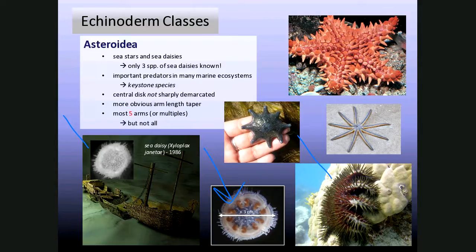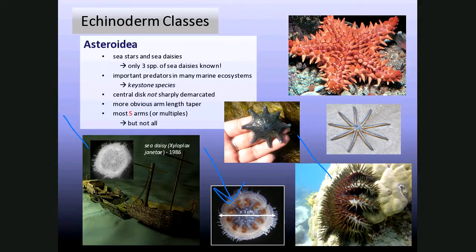Now, among the Asteroidea, the central disk is not sharply demarcated, and the arms have an obvious taper. What we mean by the disk not being sharply demarcated is the middle disk kind of blends into the arms. You'll see in the brittle stars a very big difference from that. Most of them have arms of 5 or multiples, but not all of them. The one the guy's holding in his hand has 8 arms. All right, so the disk is not sharply demarcated, with an obvious arm taper.